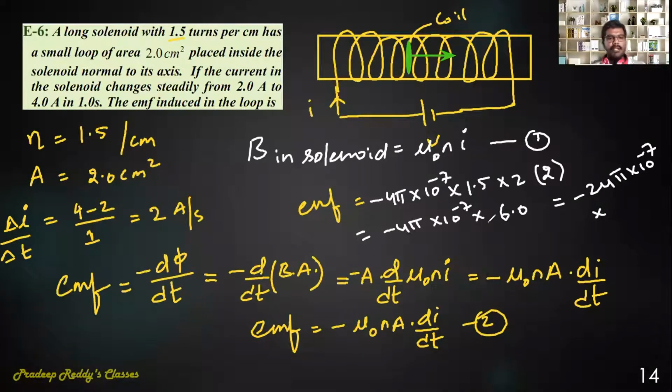You should convert it into meter. Here 1.5 per centimeter is in the denominator and area of cross section is centimeter square. That gets cancelled. Remaining will be only 1 centimeter, which is 10 power minus 2, and this is in volt. So the final answer is minus 24 pi into 10 power minus 9 volt. Because volt is in SI system, I converted centimeter into meter and finally written the answer. Minus 24 pi into 10 power minus 9 volt is the EMF developed due to change in the magnetic field produced within the solenoid.